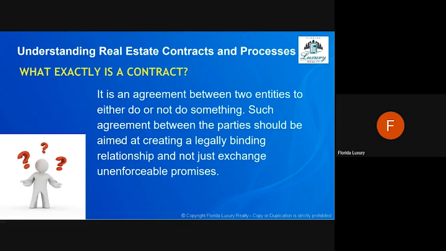So what exactly is a contract? In real estate, this is something important for us to really wrap our heads around. Very overly simplified, it's an agreement between two entities to either do or not do something. An agreement between the parties should be aimed at creating a legally binding relationship and not just an exchange of unenforceable promises.